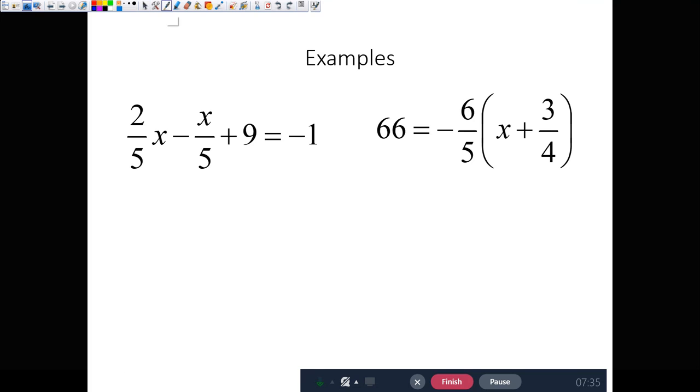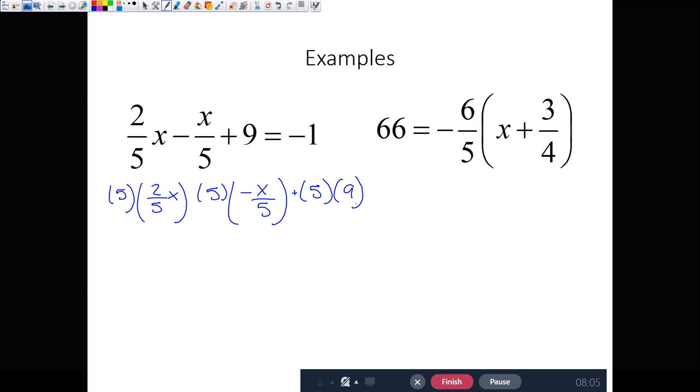And the reason why I have to multiply everything by 5 is because in order to keep this equation equivalent or equal to the original equation, whatever you do to one thing, you have to do to everything. Okay? So I'm going to multiply 5 times 2 over 5x and 5 times negative x over 5 and 5 times 9 and 5 times negative 1. Okay?